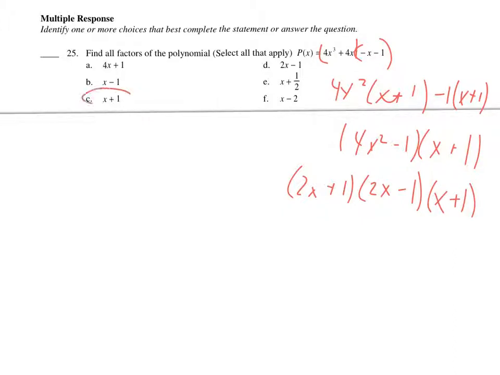So I see C is correct, and I see that D is correct. Obviously, F and B and A are incorrect. However, E is actually correct as well, because what I can do on this first one is take out a 2, which would turn this into x, and turn that into 1/2. So technically that is a factor of this polynomial. So I have to include that one as well.